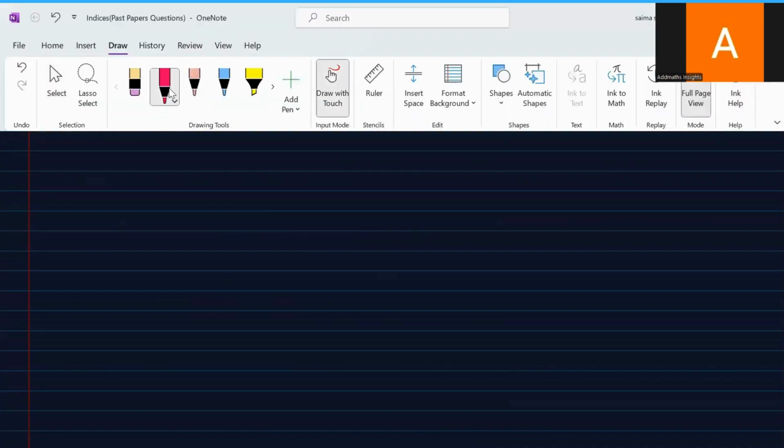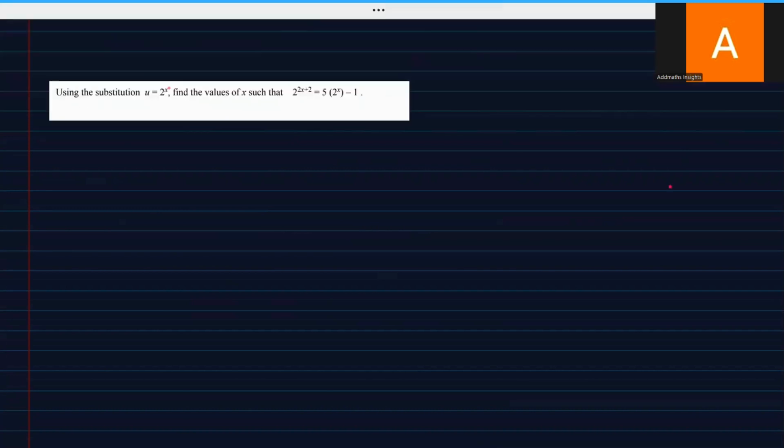Using the substitution u equals 2 raised to the power x, solve the equation, or find the values of x such that 2 raised to the power 2x plus 2 equals 5 times 2 raised to the power x minus 1. So again, you apply laws of indices. You see it's written 2 raised to the power 2x plus 2.